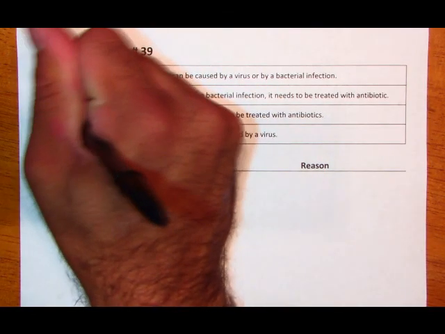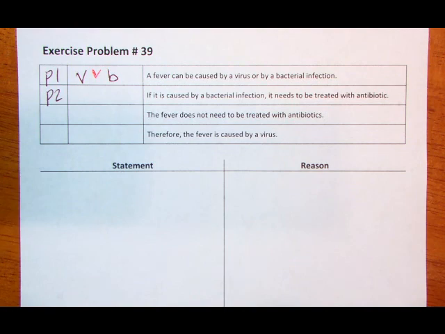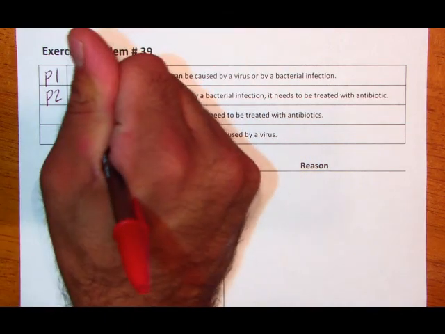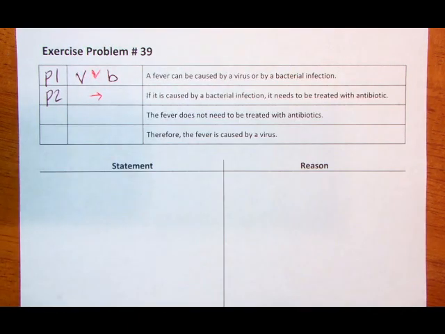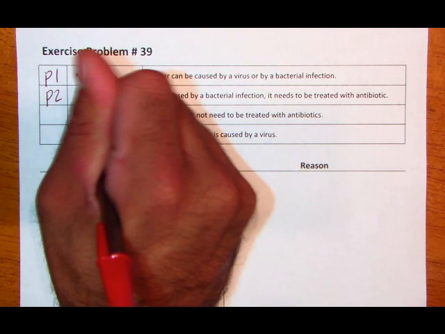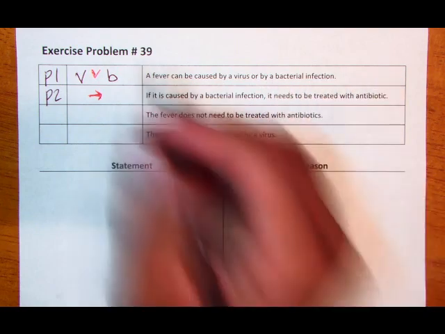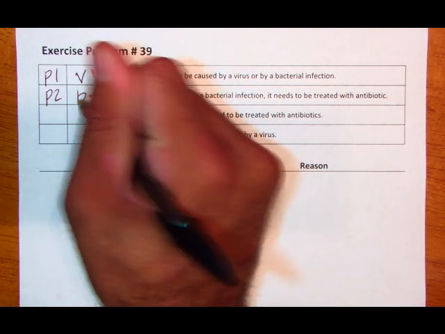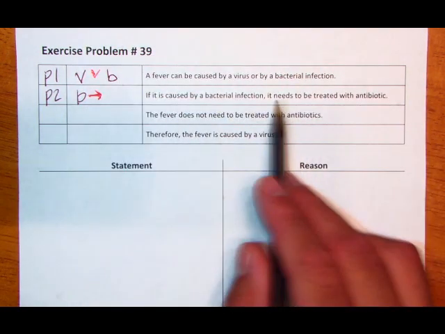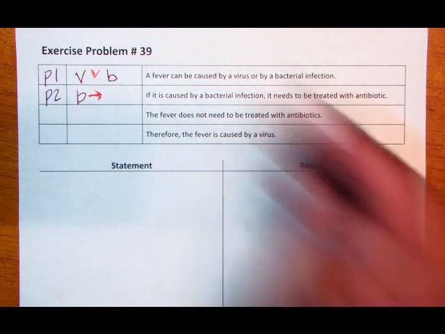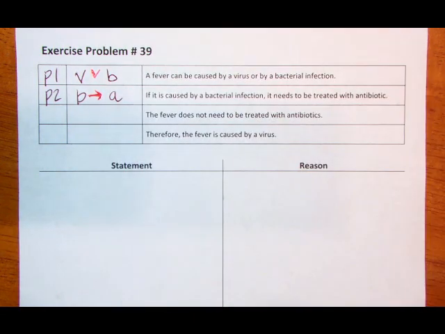Now we look at premise 2. The second sentence indicates a new premise. If it is caused by a bacterial infection, so that tells us it's going to be a conditional statement. If it is caused by a bacterial infection, well, we said earlier, caused by a bacterial infection was indicated by letter B, then it needs to be treated with an antibiotic. I'll call that letter A.